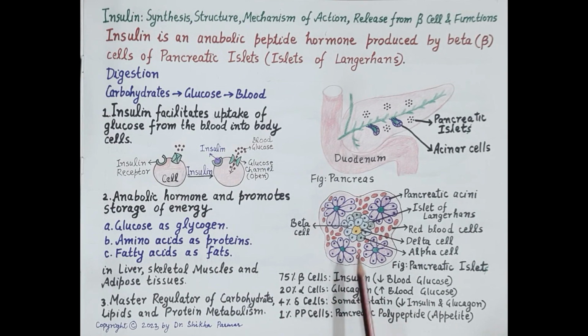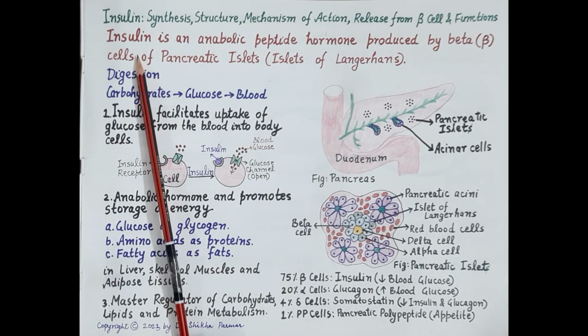Now, 4% of these pancreatic islet cells are the delta cells. Delta cells produce a hormone called as somatostatin. Somatostatin inhibits release of insulin as well as glucagon. Now, approximately 1% of cells are pancreatic polypeptide, that is PP cells. These cells regulate exocrine and endocrine secretion as well as appetite.